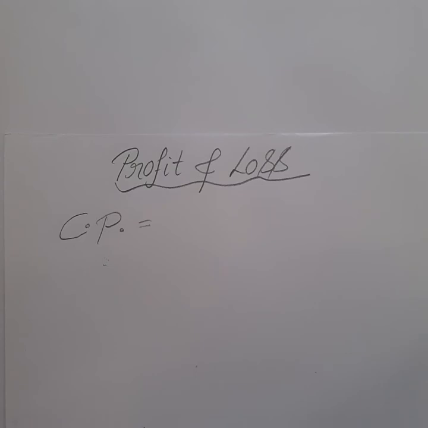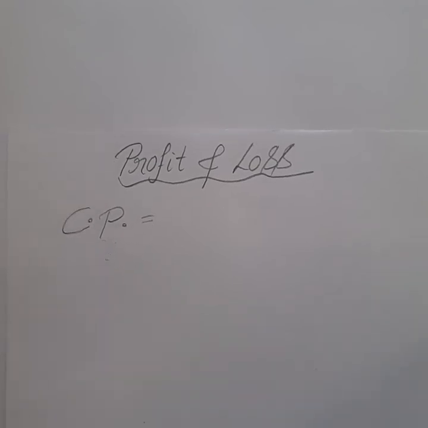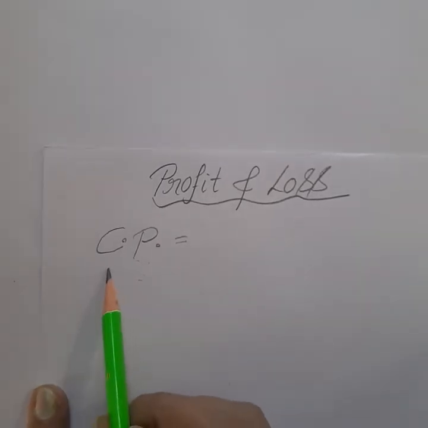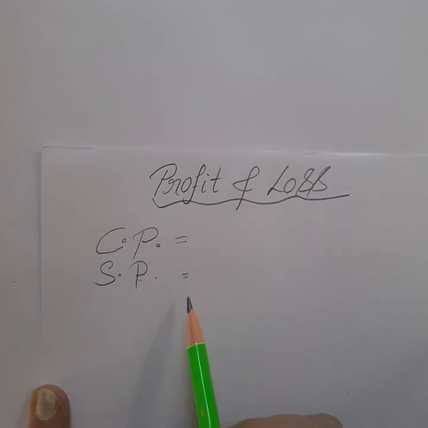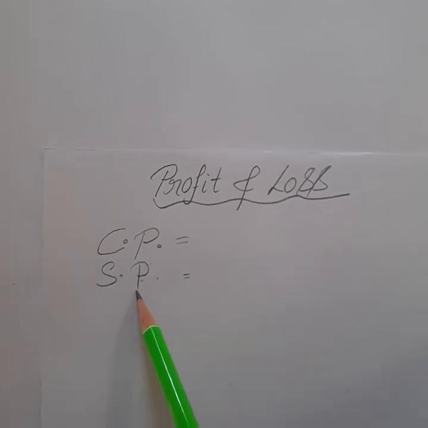Today we will discuss the concept of profit and loss. To understand this concept, first of all we should know what the cost price is. The cost price of a thing is the price at which any article is purchased. The next concept is the selling price, the price at which any article or thing is sold.